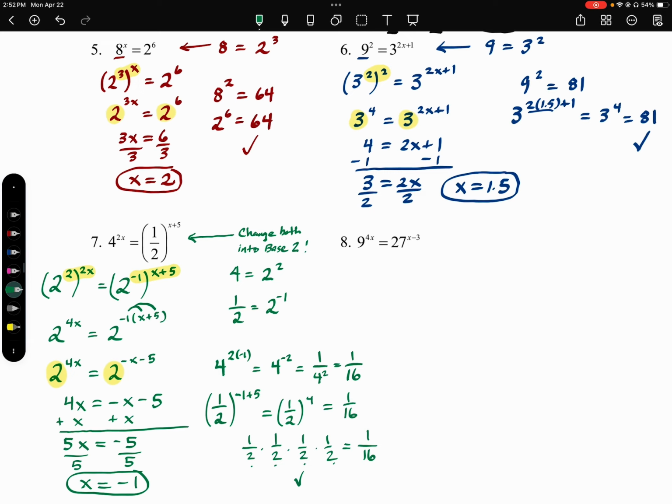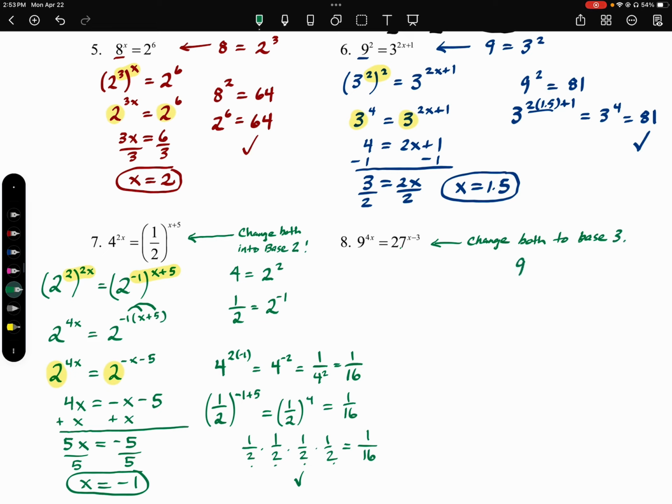All right, last one of the practice problems. Number 8. We have 9 to the power of 4x equals 27 to the power of x minus 3. Now I know I can do 9 times 3 and get 27, but remember we want to try to go from 27 backwards. So is there a number, could we raise 9 to a power to get 27? I don't think so. So I think we're going to have to end up changing both of these to base 3.